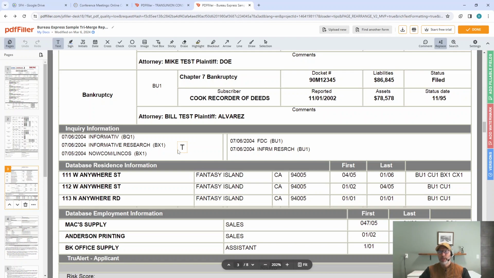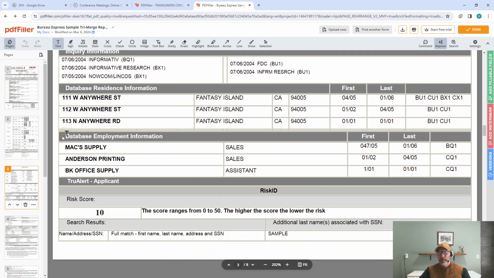All of those they may look at as someone who is extending themselves in a way that is not able to be sustained, or they're at least a higher credit risk. This one down at the bottom is where it gives you the employment information. We have Max Supply in sales, Anderson Printing in sales, and BK Office Supply as an assistant. It shows you whether this is the borrower or the co-borrower.